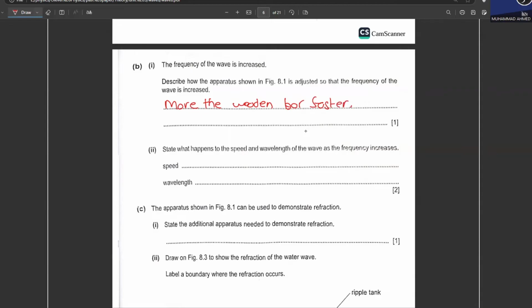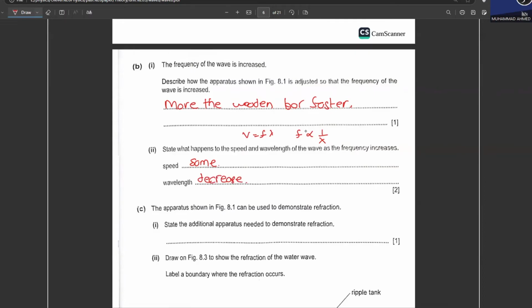Let's move on to part 2. State what happens to the speed and wavelength of the wave as frequency increases. What will happen to the speed? It remains same. However, I have told you time and again v equals f lambda. If velocity becomes constant, frequency will be inversely proportional to lambda. If frequency increases, wavelength will decrease.